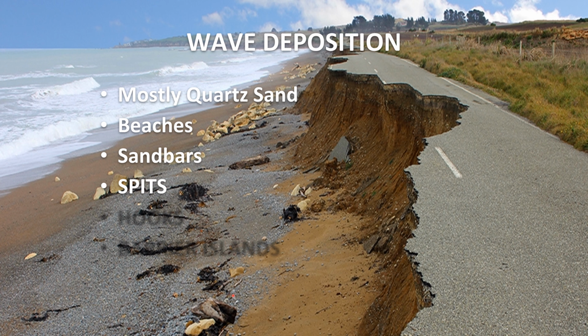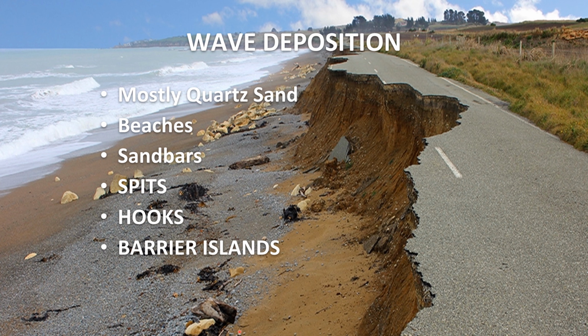Spits are going to be sandbars that get deposited as a long train coming out into the ocean, and as the wave action eats away at those, you can start to get a bending and the creation of what we call a hook. And if you get a large amount of sandbars that start to hook up together and join together, you can get the creation of what we call barrier islands.